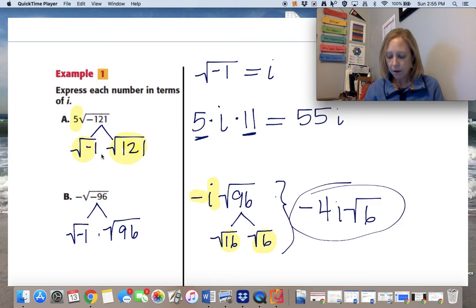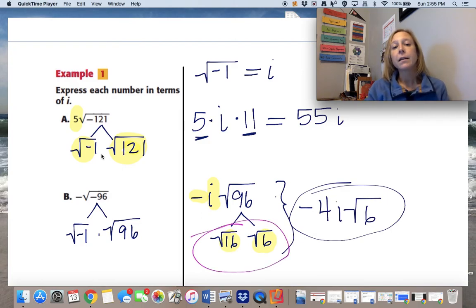Now, if you're having a hard time remembering how to simplify square roots like this, we did that the first or second week of the school year. So you can go back through our Algebra 2 playlist. You'll find it at the very, very bottom, and you can rewatch those videos.